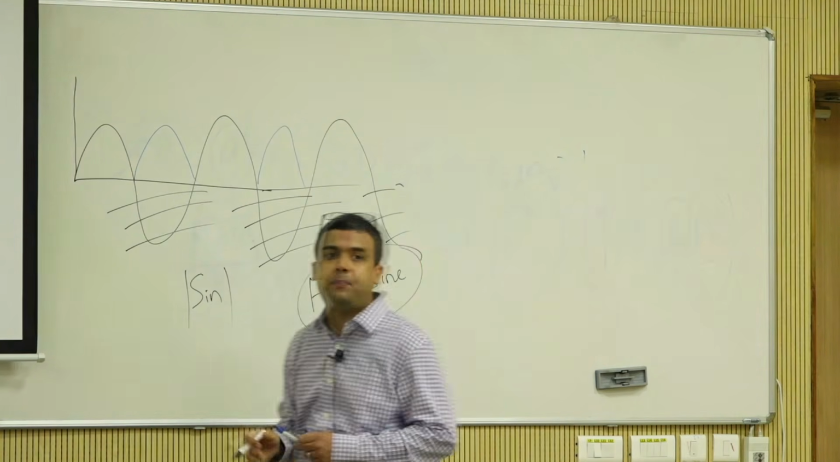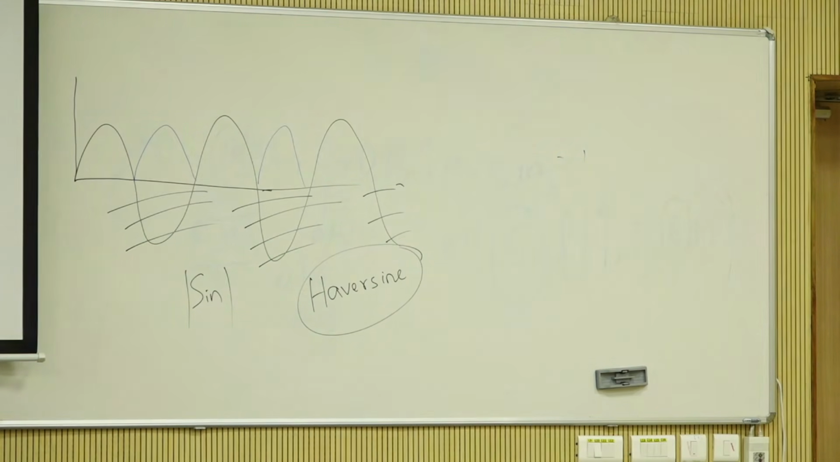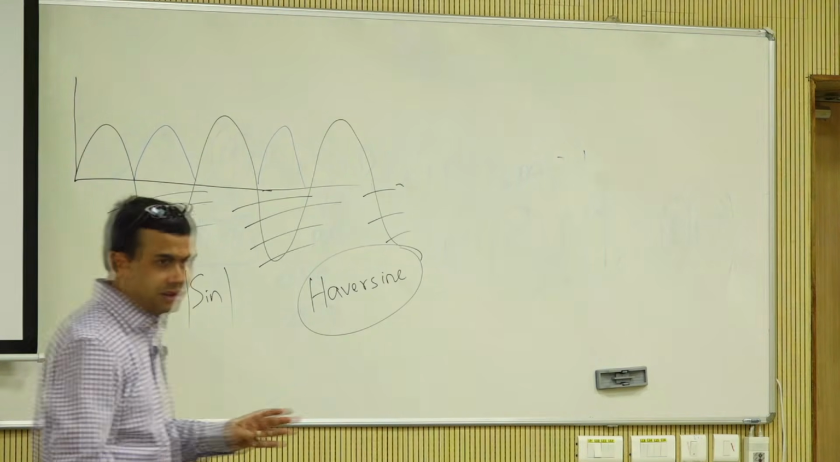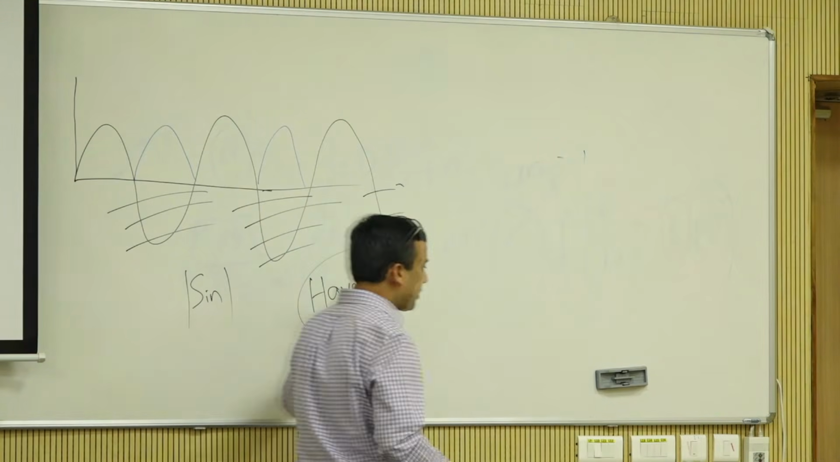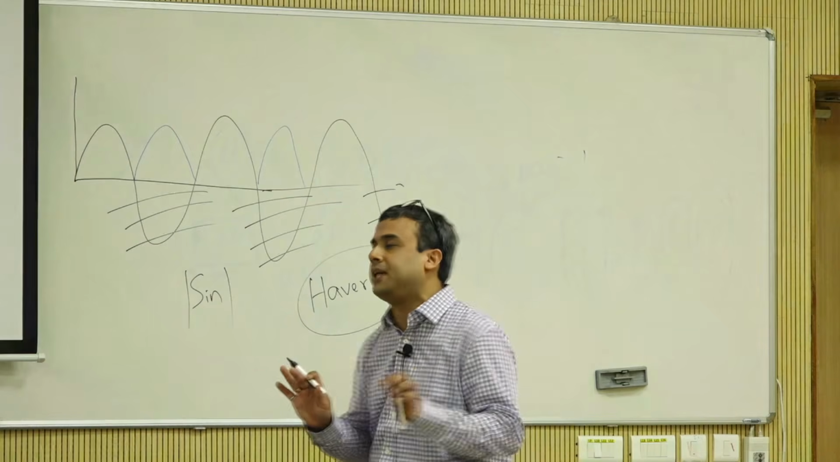The loading pattern is known as Haversine. A lot of people will say half sine. The answer is no, it is not half sine, it is Haversine. There is a difference. We will get into that later. Now let's take a look at what is repeated loading and what is happening.